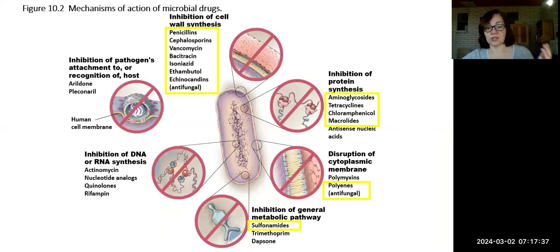Here is a cartoon representing all of these different things. So inhibition of cell wall synthesis, we said that's going to be a fantastic target. And so look at this list of medications. I mean, there's so many that target this structure because we don't have that structure. Cell wall is not a thing that our human cells have.